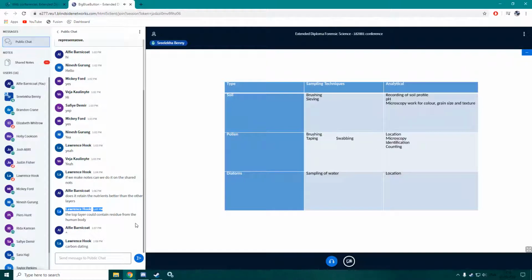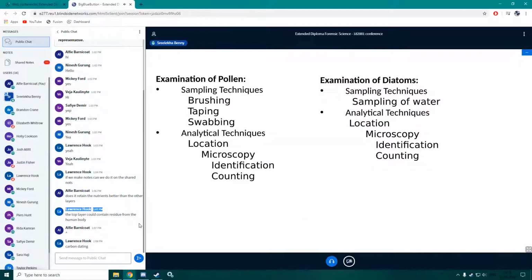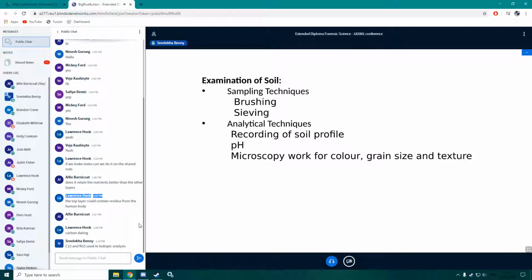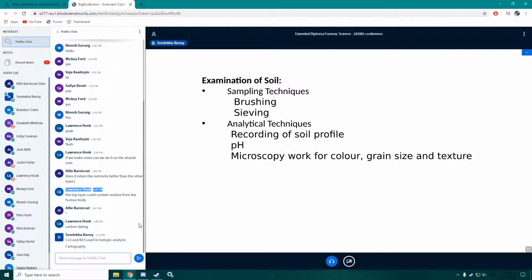So there are other things. I show you this slide. I think I can type in here. Anything else? There is another technique called cartography. Have you heard of cartography? Any idea what cartography is?